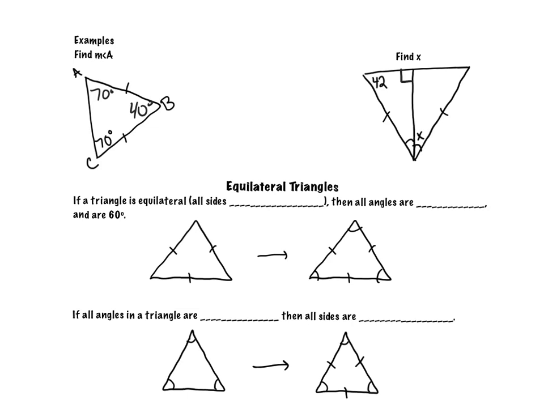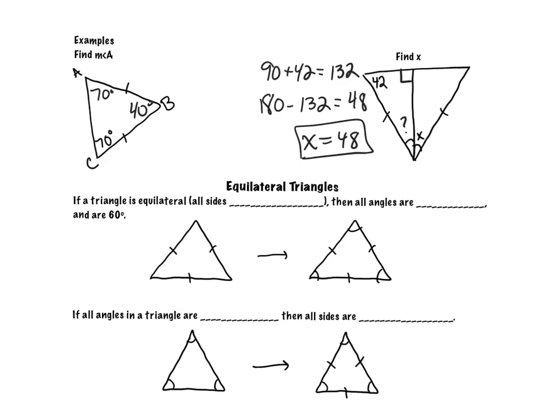So could I find that angle there? How would I do that? So do 90 plus 42 first. Get 132. Then 180 minus 132. So you get 48. Which means x has to equal what? 48, because that question mark angle and x are congruent.